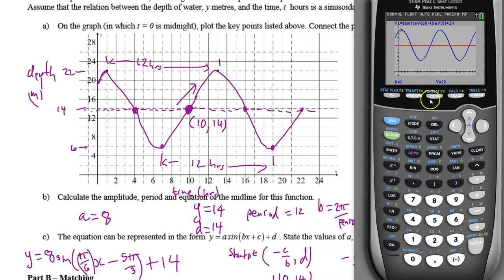Same thing. What if I put in a value of 4? At 4, we know that the height should be 14. So value 4, and we get 14. And at 19, second calc value, if we put in 19, we should get a minimum value of 6, and we do. So I think it's kind of neat.